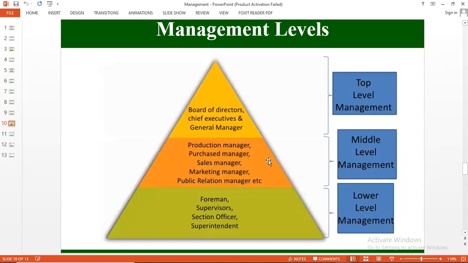So these are the hierarchy of management levels. Top level management includes the board of directors, board of governors, chief executives, and general manager. Next is middle level management, categorized by the production manager, purchase manager, sales manager, marketing manager, and at the end public relations manager, etc. After that, at the end, is lower level management, which we call foremen, supervisors, section officers, and superintendents.